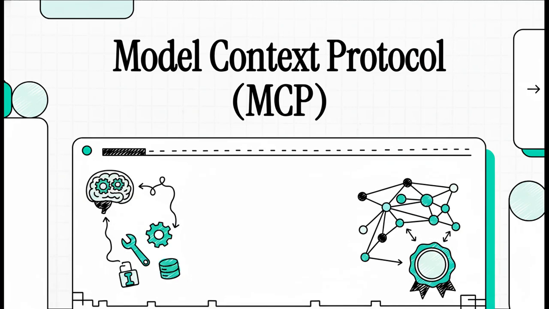All right, let's talk about something that could genuinely change how we all build with AI. It's a new open standard from Anthropic called the Model Context Protocol, or MCP for short. We're going to break it all down.